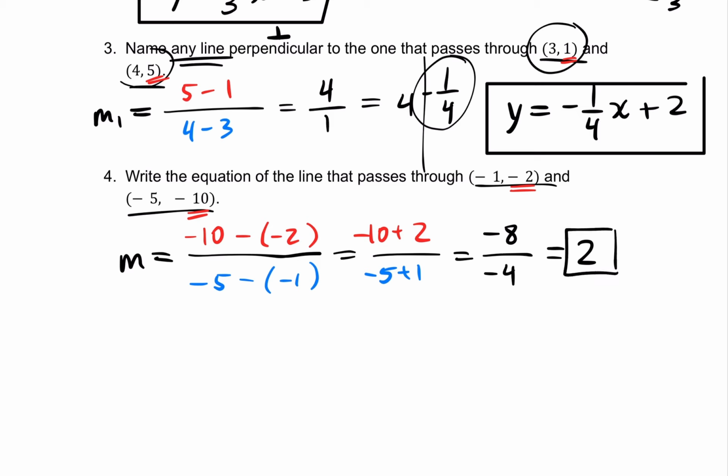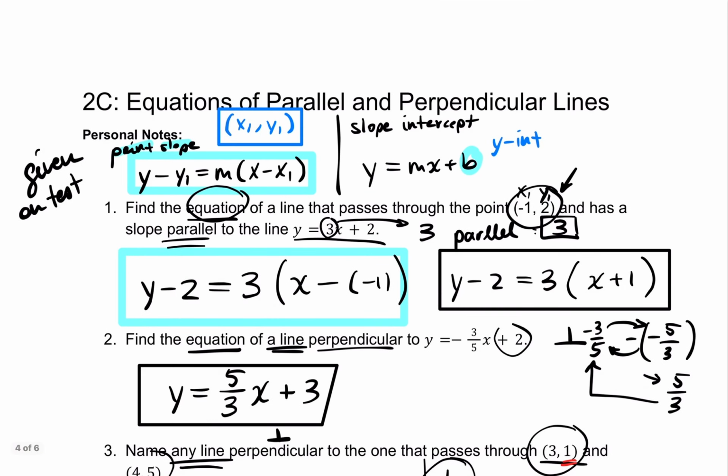Now, I just need to write the equation of a line that then passes through this point. Luckily, since I now have the slope, and I have 2 points I can use, actually I could use either of these points. I have a point I can use. I'm going to use point-slope form because I have a point and a slope.